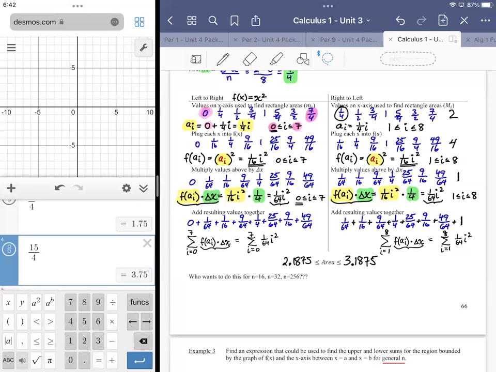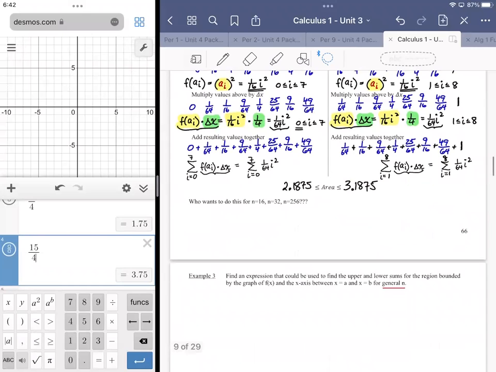So when I say who wants to do this for n equals 16, n equals 32, n equals 256, I mean, you could see all the work here. You definitely are hoping for a shortcut. But like I said, it's going to get a whole lot uglier before it gets a whole lot nicer.